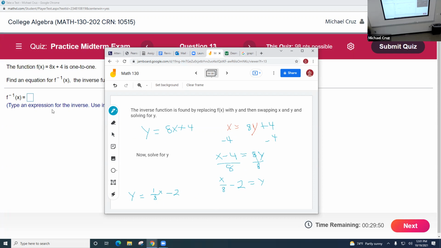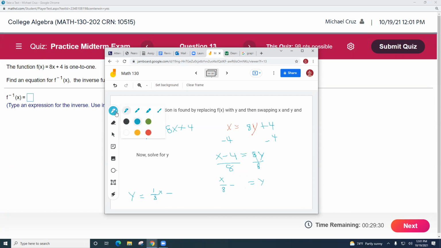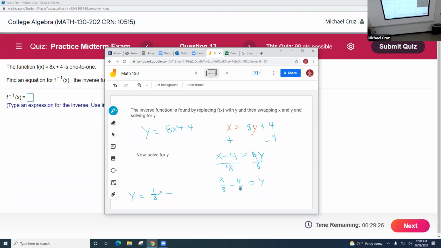Oh, thanks. So this is, wait a second. Yeah, you're right. I'm rushing here. So 4 over 8, which is x over 8 minus 1/2. 1/2. There we go.